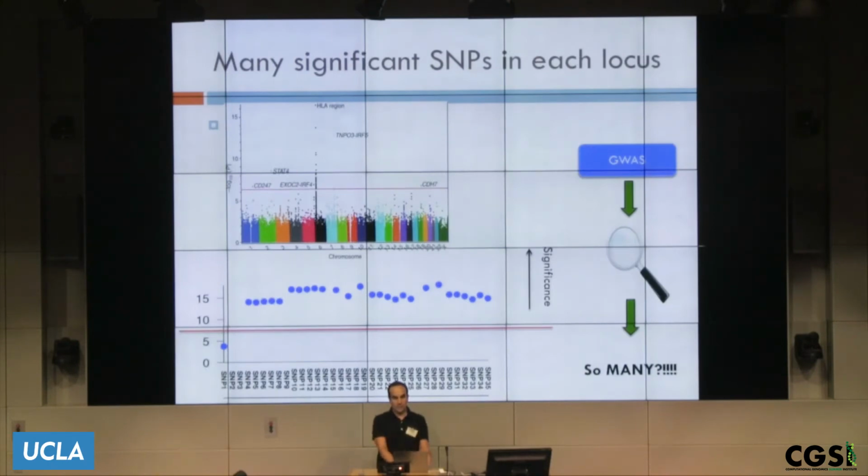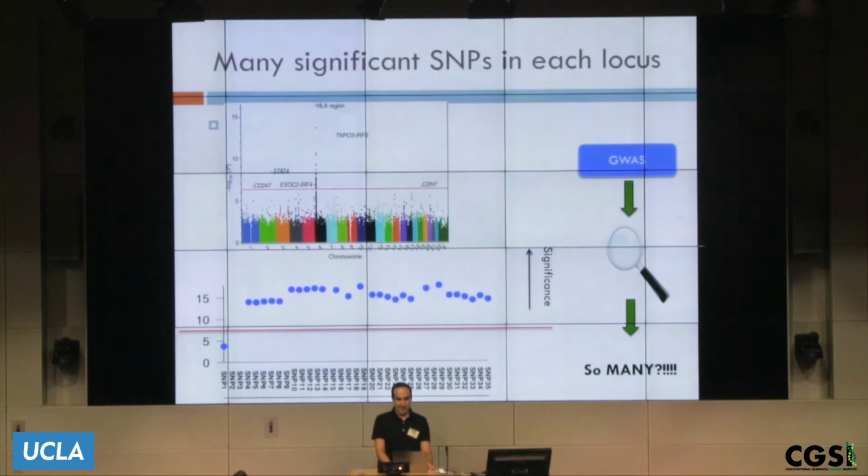Because you have relatively high correlation in each locus, even if you have one causal SNP in the region, it'll make a lot of SNPs look like they're causal. Okay, so I just explained to you why this is hard, and I've also hinted why this is not a solvable problem. And so that's why we went into trying to work on this problem.